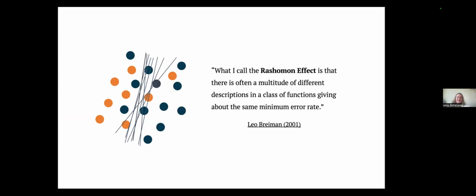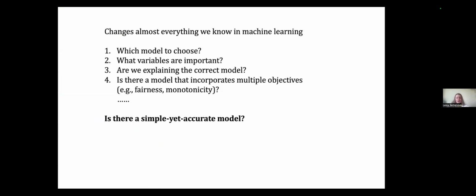And basically, if you think about this existence of multiple models or multiple decision boundaries that achieve approximately the same error rate, it changes how we view machine learning problems. So, for example, it raises questions such as, which model do I need to choose? Or what variables are important? There are so many models.